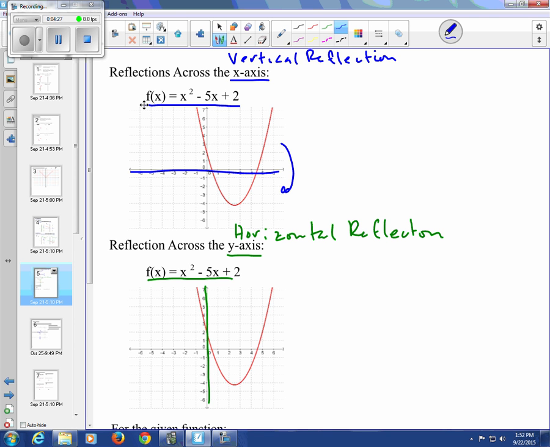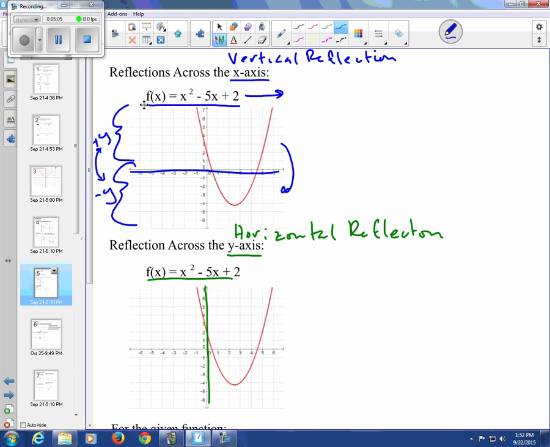Okay, so looking at this first example right here, we're vertically reflecting our function, right? Which means that we want to take all of the positive y values of the ordered pairs of our function and make them negative, flip them over the x-axis. And we want to take all of the negative y values and make them positive. We're basically seeing a flip of the y values in our ordered pairs.